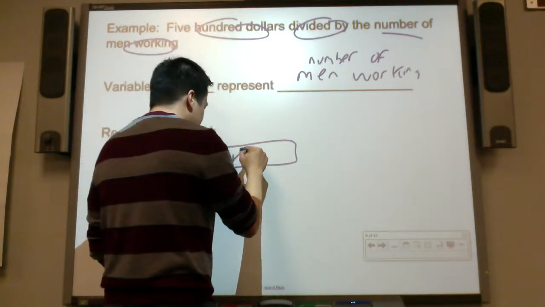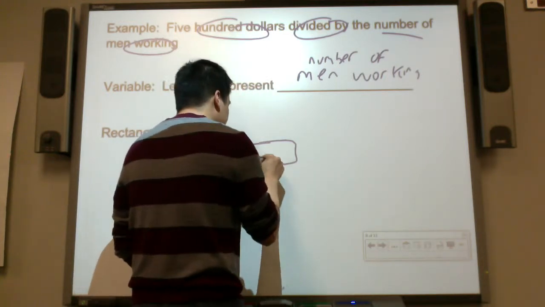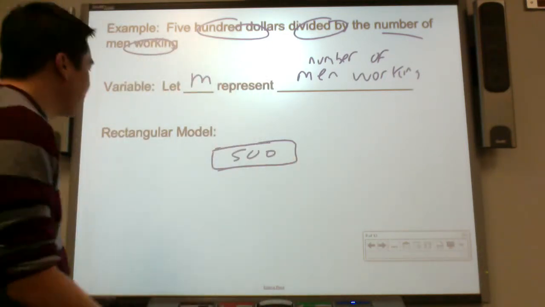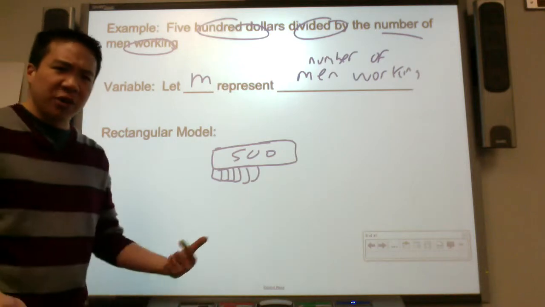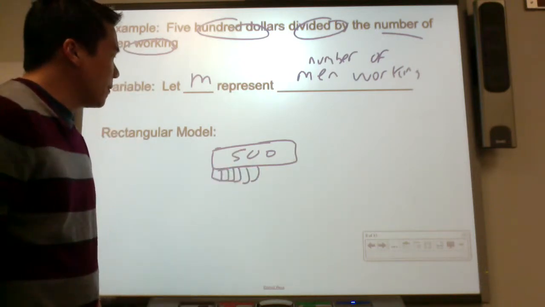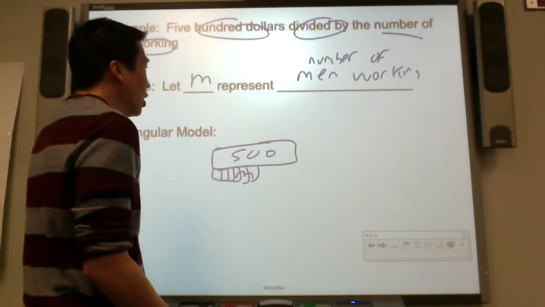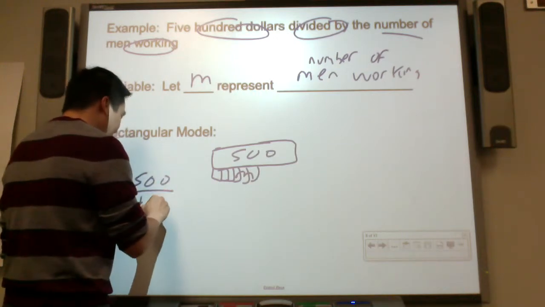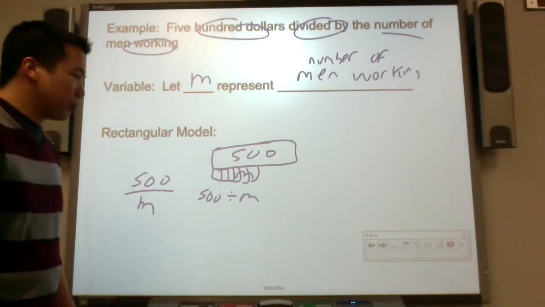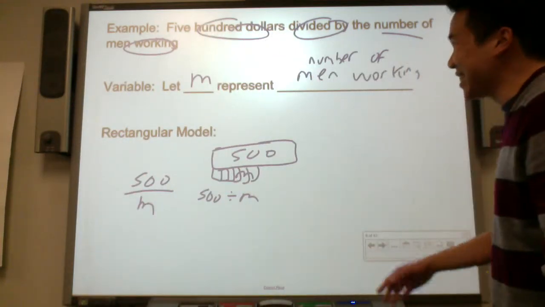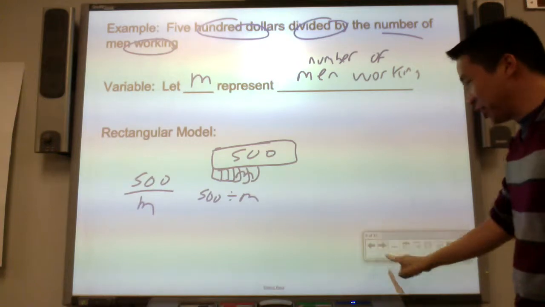So we have $500. They are going to divide it by the number of men working, or break it into little groups. Do we know how many groups we are going to break it into? It doesn't say specifically. So we know we're going to divide it into different groups of men. So it's 500 divided by M, or 500 over M. Either one is correct. Either one is an algebraic expression. We were able to translate this English phrase into an algebraic expression, a mathematical phrase.